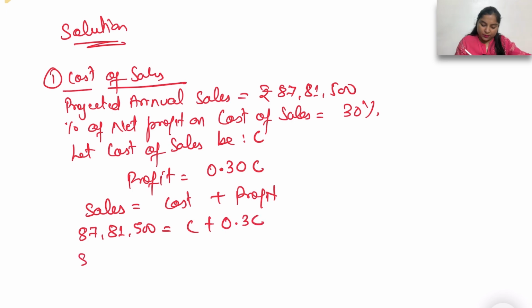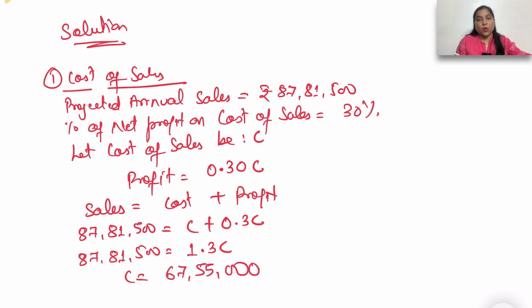Please don't mug up. Try to understand whatever I'm doing, the mathematical steps. It's very important for you to understand, and do ask, do contradict. I'm ready for everything here. So 1.3 C equals the sales. Yes, a calculator is allowed in the numerical papers, not in paper 2. So 67,55,000 is your cost of sales.